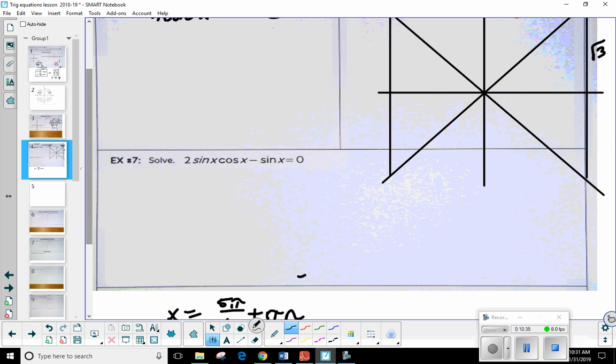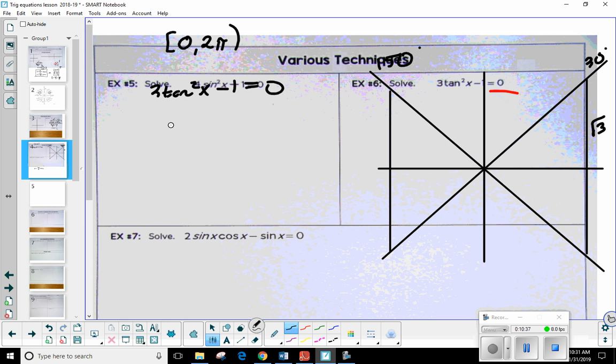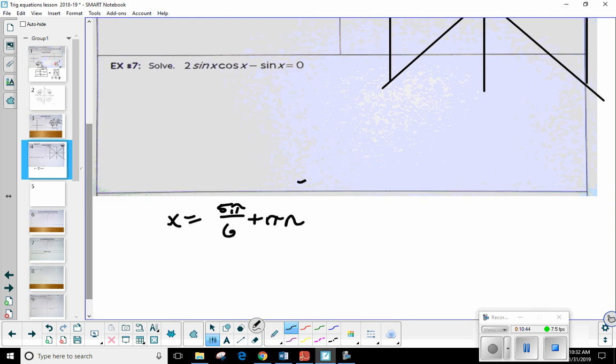Well, as I said, up to this point, it's been pretty straightforward. We've just isolated the trig function. But what if the equation is a little more complicated? 2 sine of x cosine x minus sine of x equals 0. You can use different algebraic techniques. You could use identities that we've seen up to this point. There is one method that I like that makes things a lot easier. What could I possibly be referring to on this problem?